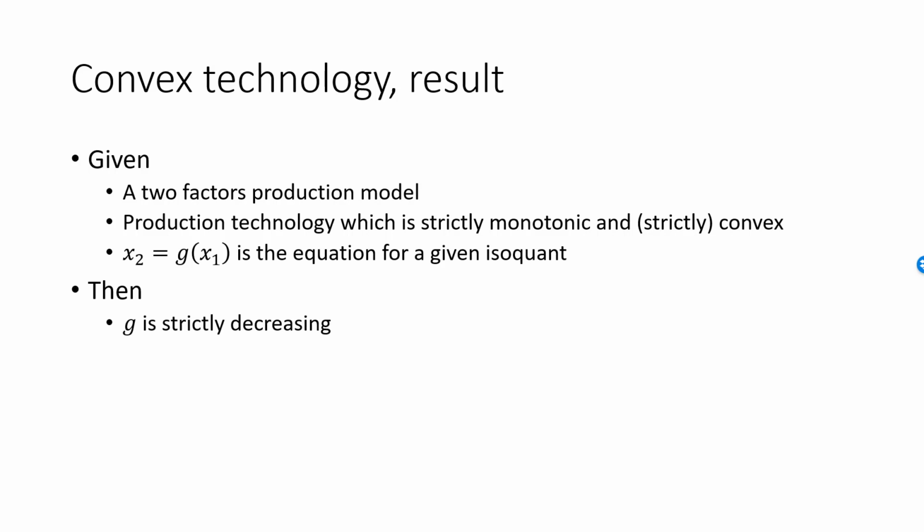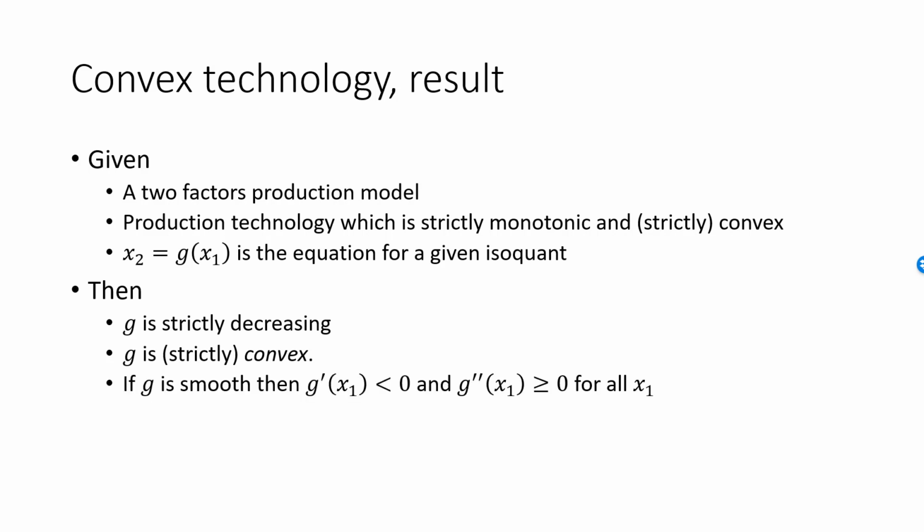First, g is strictly decreasing. If I increase the amount of my first production factor, I must decrease the amount of the second production factor if output is to remain the same. Second, g is convex if technology is convex, and g is strictly convex if technology is strictly convex. The way we define convex technology is precisely how convexity of a function is defined. Finally, if the isoquant is smooth, then the derivative of g is less than 0 everywhere, and the second derivative is greater than or equal to 0 everywhere. If the second derivative is strictly positive everywhere, then technology must be strictly convex.